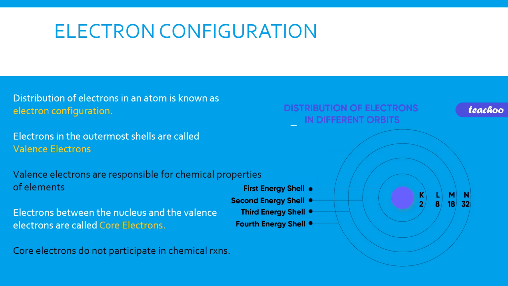So we can see that that is what we have here. Just that there are certain instances where instead of the M shell taking 18, it rather takes 8, and then the N shell also takes 8. This is due to a rule called the octet rule. But the maximum number of electrons that the M shell can take is 18, and then the N shell can take 32.